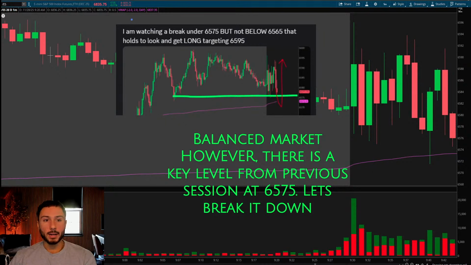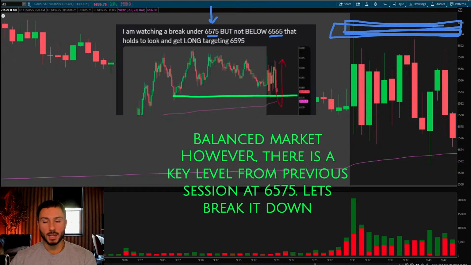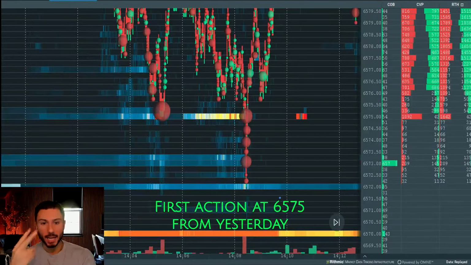Now what we're going to see here is in the Discord, my main plan was watching 65.75. If we can break this level but not below 65.65, I want to be looking for longs targeting 65.95, which was just the break of the high of the balance range. Good targets when trading in balance is the upper extreme or the lower extreme. So what we're going to see here is the market's going to pull back into 65.75, and you're going to see 2 times I get long.